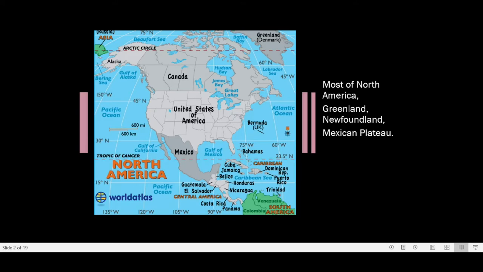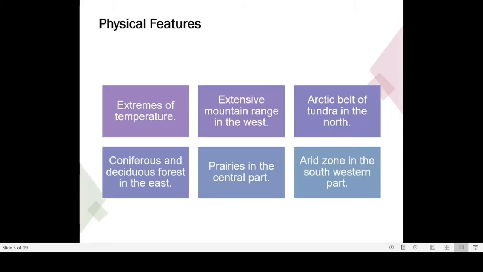Now we have to see the physical features and also the subregions and faunistic features of the Nearctic realm. The first characteristic is regarding the temperature. If you take the Nearctic realm, it has extremes of temperature. What do you mean by extremes of temperature? It means extreme heat and extreme cold. That is the meaning of the word extreme temperature.